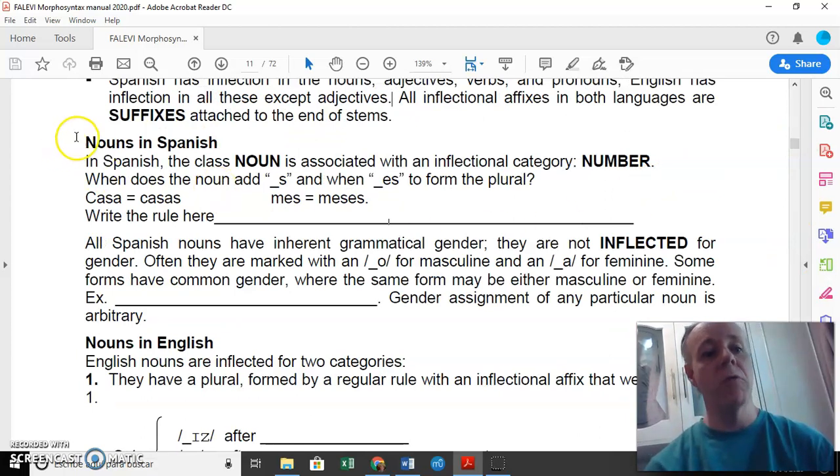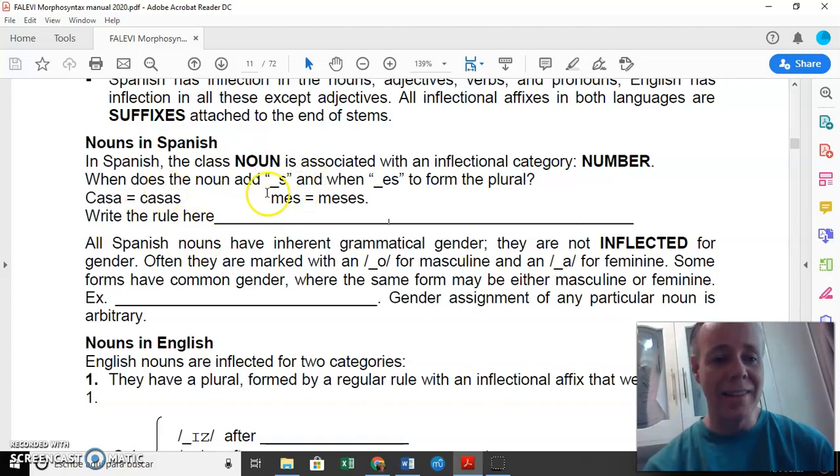Nouns in Spanish. Now we're going to cover Spanish nouns. In Spanish, the class noun is associated with an inflectional category, number. Number is not 1, 2, 3. Number is plural and singular in morphosyntax. Okay? So, there is an inflection. There is a suffix that is attached to the noun whenever we want to specify the number.